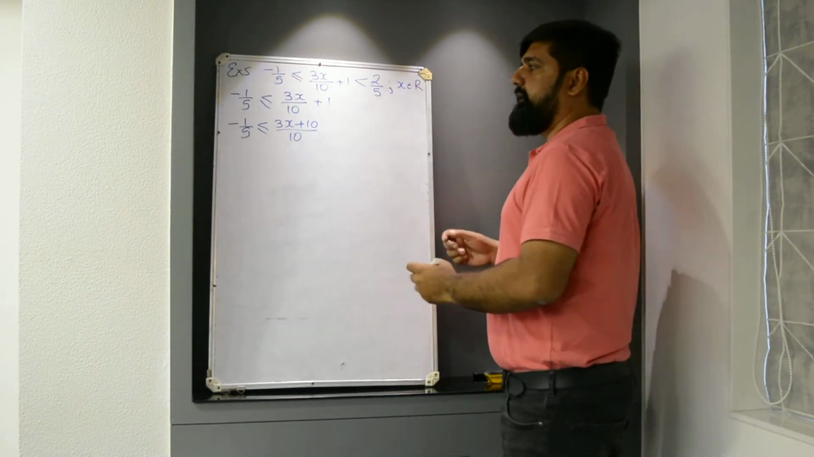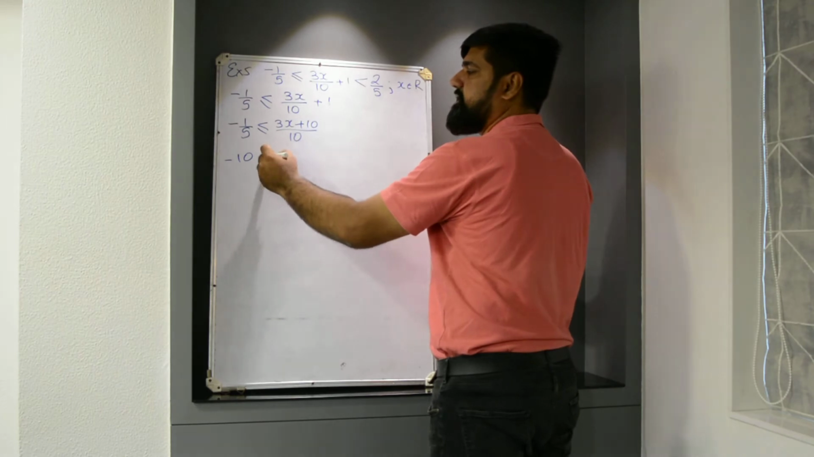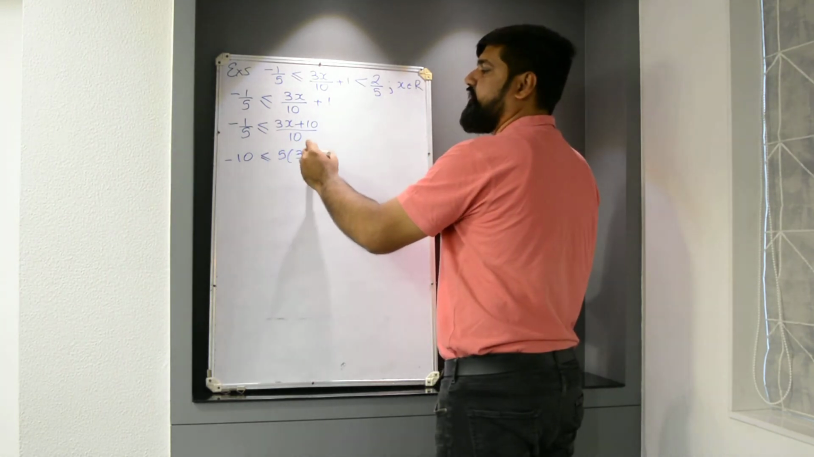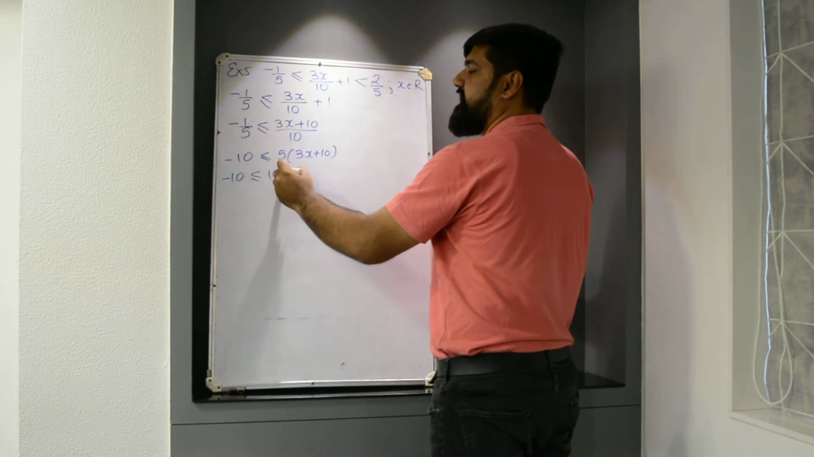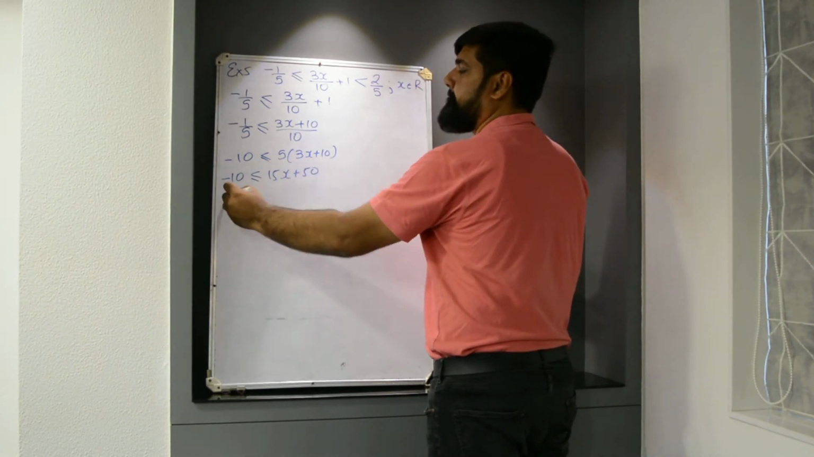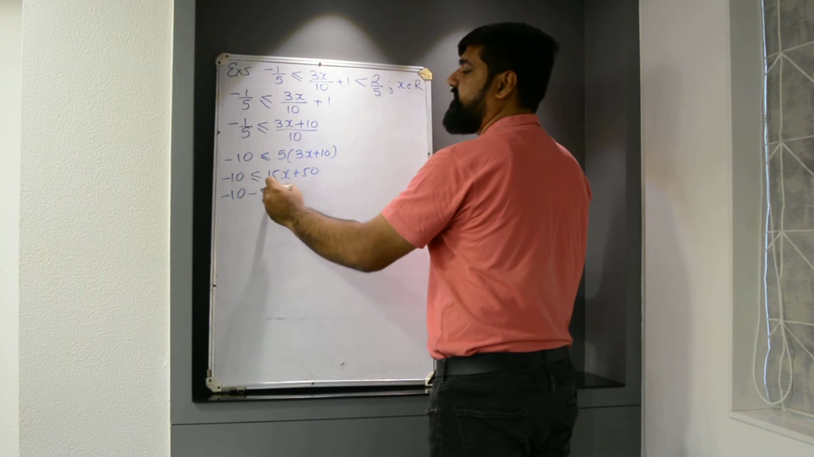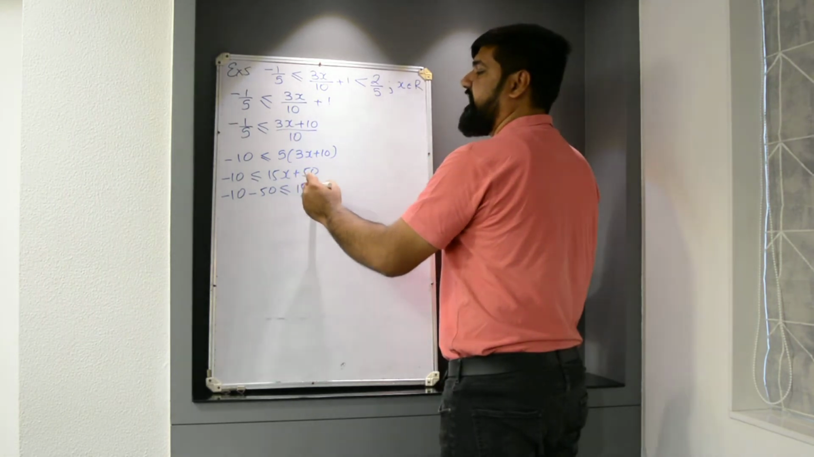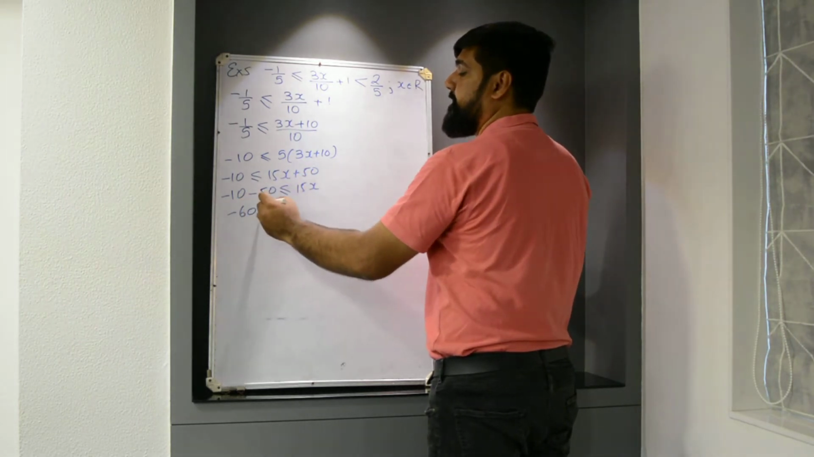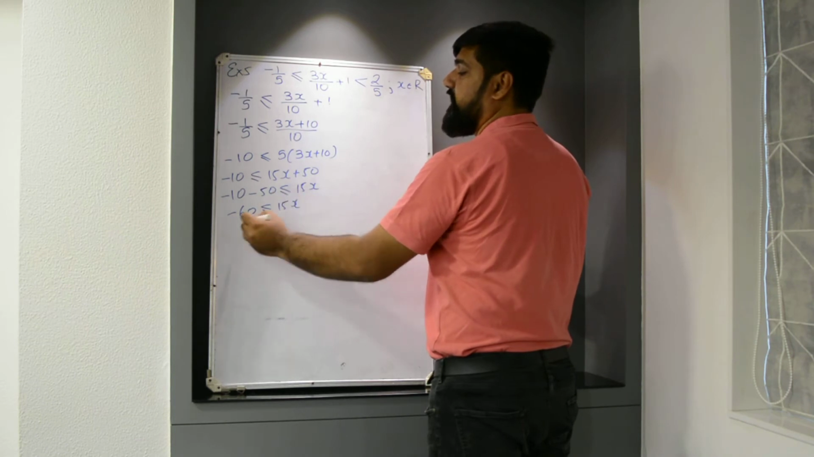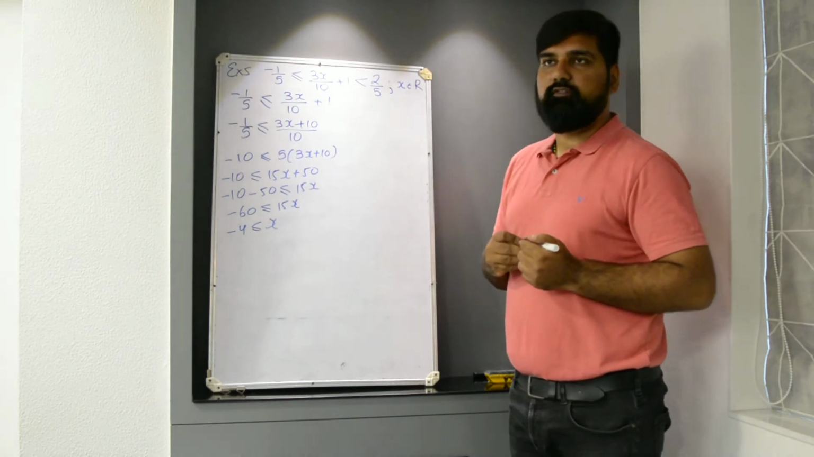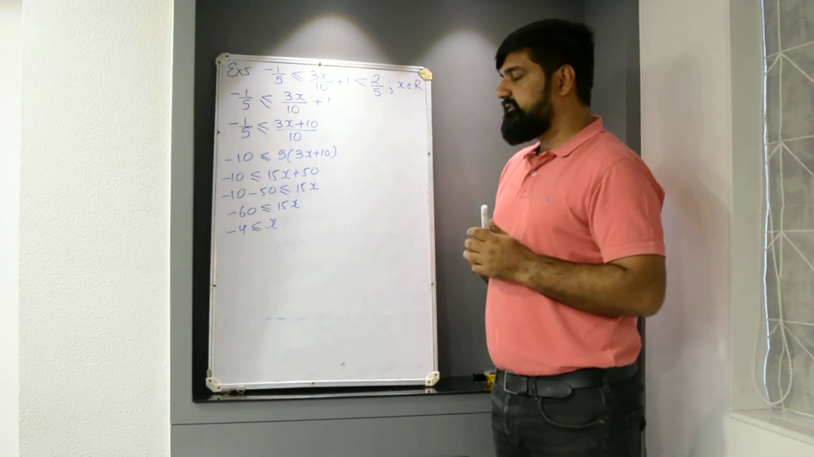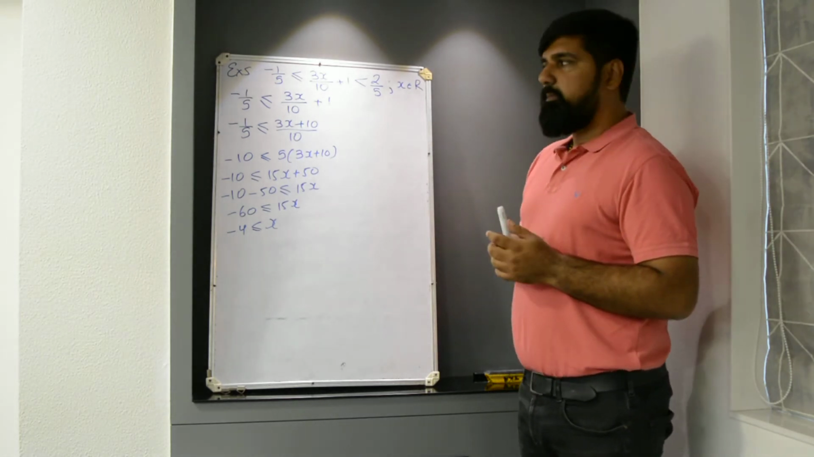Then we cross multiply. This will become minus 10 less than or equal to 5 times 3x plus 10, which is 15x plus 50. Minus 10 minus 50 is less than or equal to 15x, so minus 60 is less than or equal to 15x, or minus 4 is less than or equal to x when you solve it. So the first solution is x is greater than or equal to minus 4.